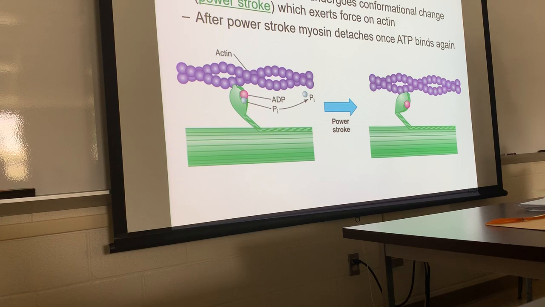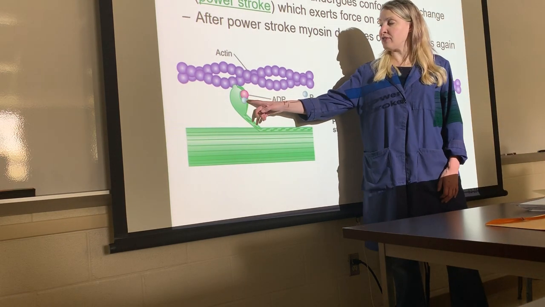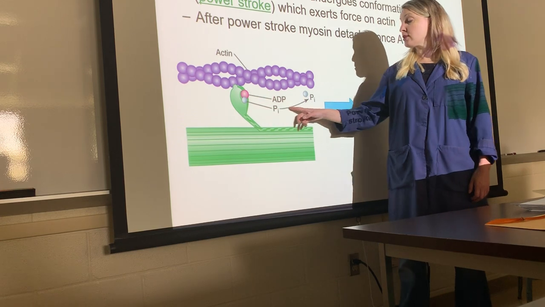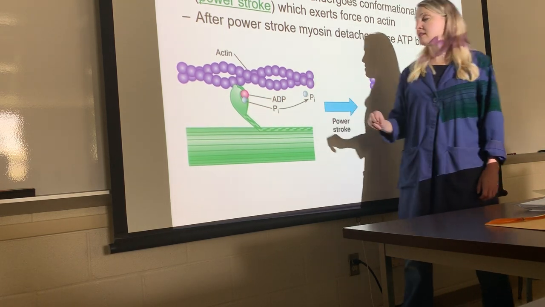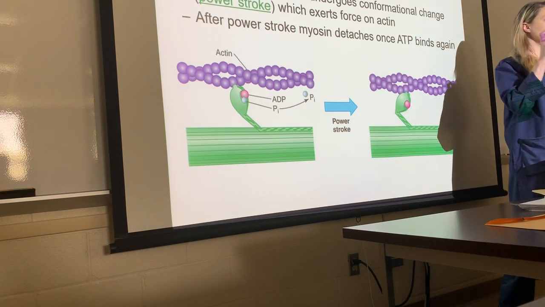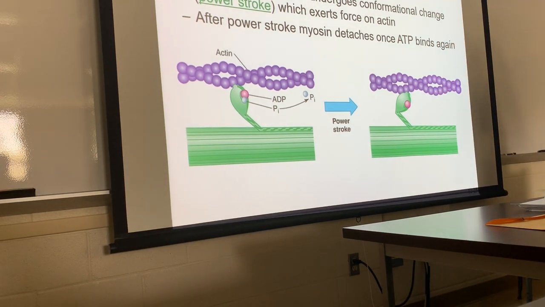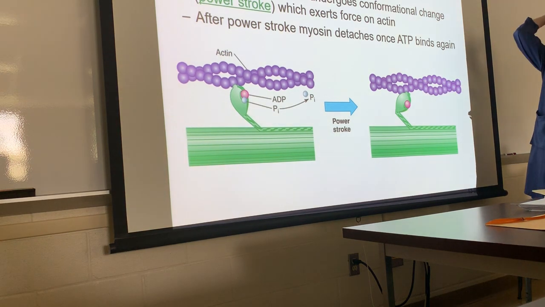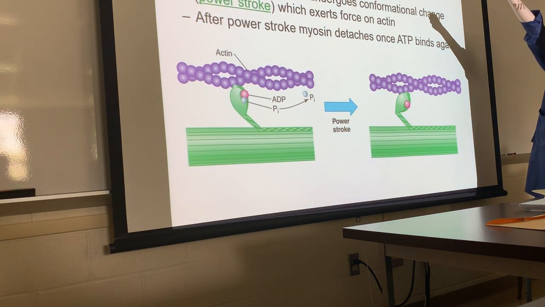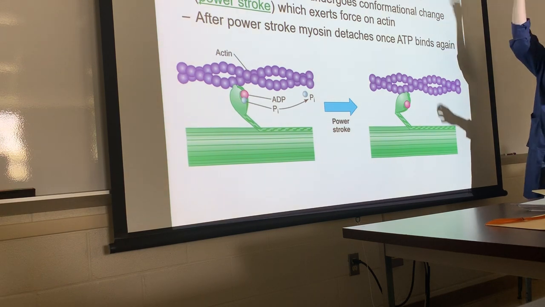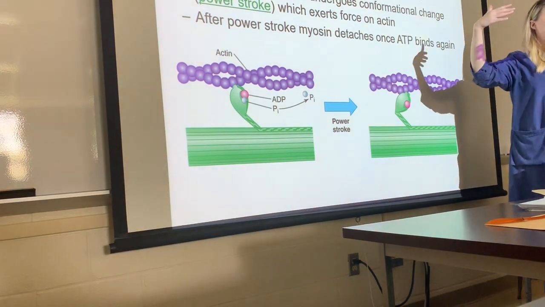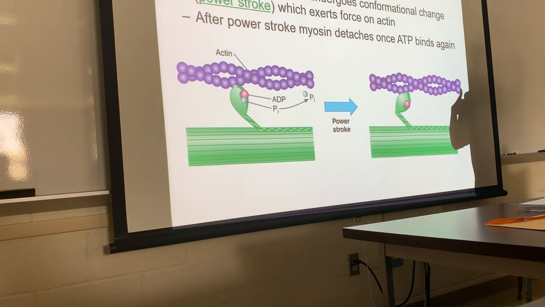Then what occurs is the phosphate from the hydrolyzed ATP is going to be released, and when it is released, that's going to cause what we call the power stroke. The power stroke is when the myosin head flexes forward, and as it does this, it's pulling the actin over itself towards the center of the sarcomere. So the actin will move from both sides of the sarcomere closer to the center, and that pulls the Z discs together, and it pulls the A bands closer together, and so forth.